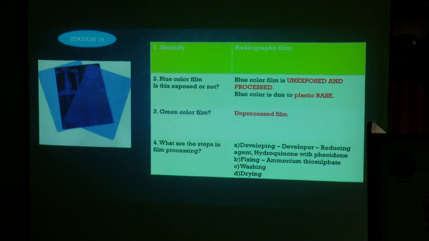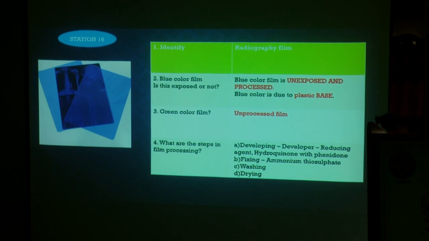So identify the material used here. What is this actually? Radiographic film. So what is the color of this film? It is blue. It is pretty blue here. The front one is pretty blue. Why is it appearing blue? Have anyone thought of why it is appearing blue? Because they are unexposed but processed. Whenever the film appears fully blue, it is unexposed and processed.